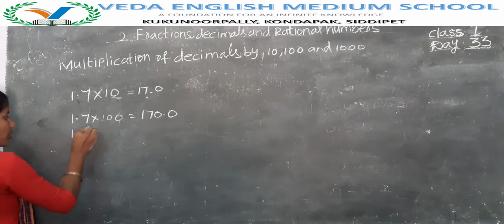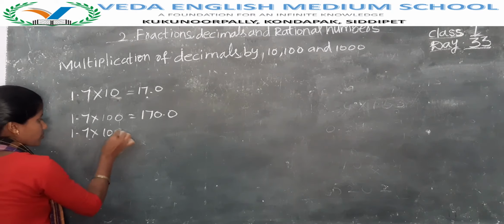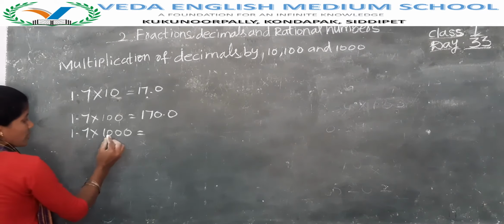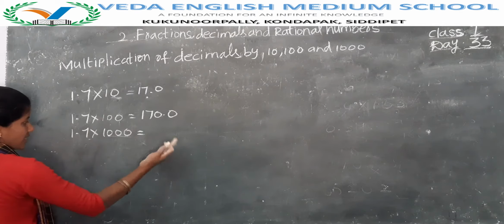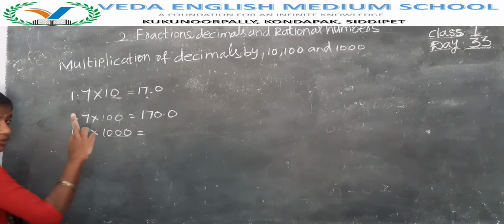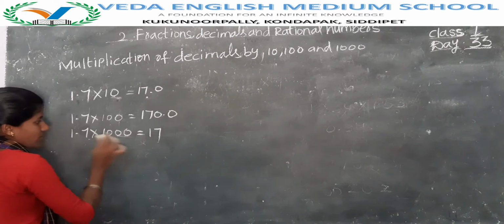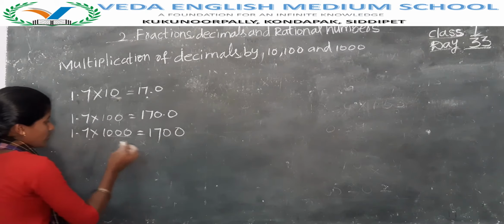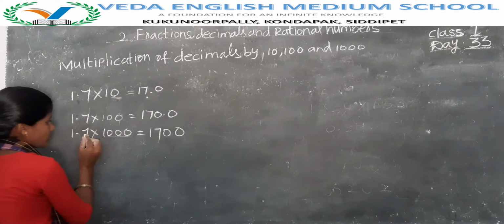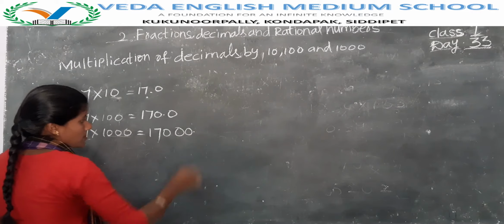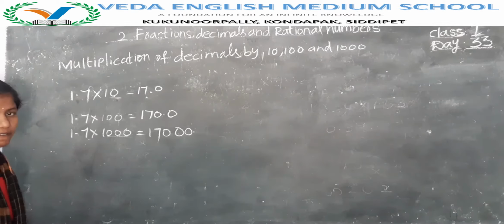Next, 1.7 into 1000. Now the decimal point moves to the right side after 3 digits, but here you have only 1 digit, so you have to add 2 zeros after 7. Now count 1, 2, 3. Like this you will get it, okay?